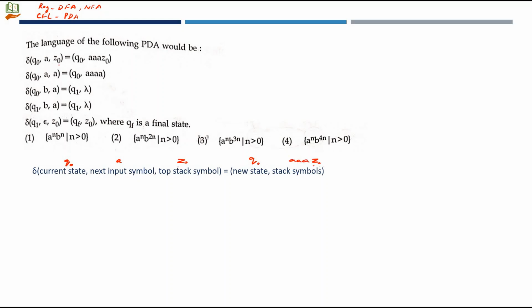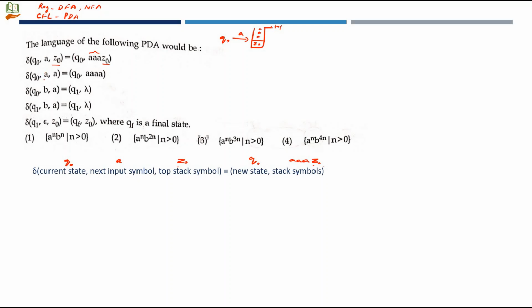The top stack element will lie in the rightmost corner and whatever is given in the front will be the newly pushed elements. The stack is initialized with Z0. So this is the initial stack configuration. When A is read from Q0, 3 A's are inserted. Now what will be the top element? A will be the top element.